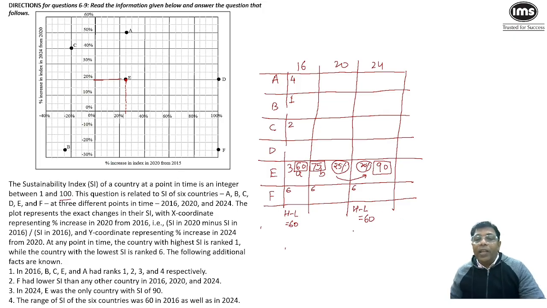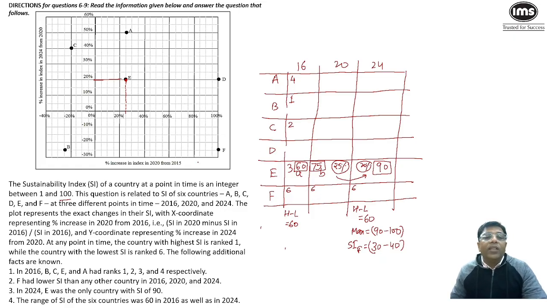So I can say if the maximum possible SI index is from 90 to 100, including both values, then the SI index of country F has to be 60 less than that, so this will range between 30 to 40. Now to figure out the precise value, we should think about what the percentage changes in the SI index of F are. That's what we have to look at.